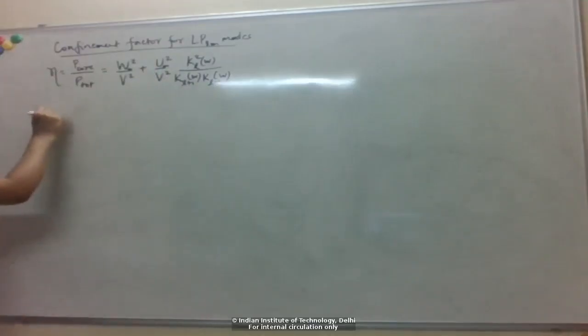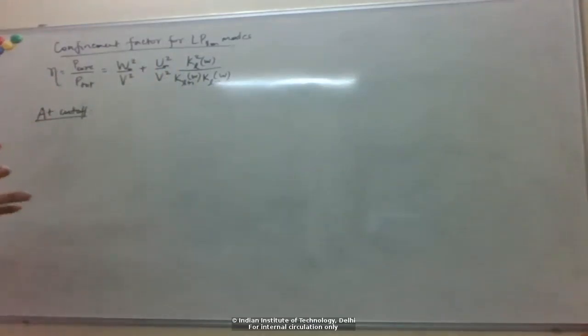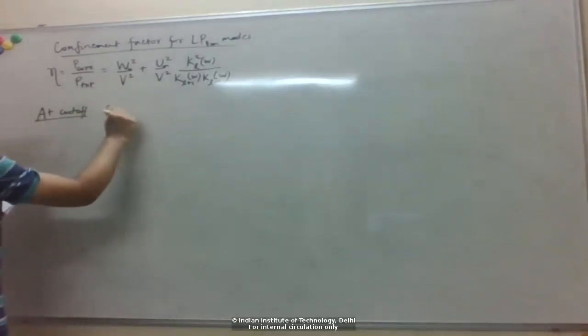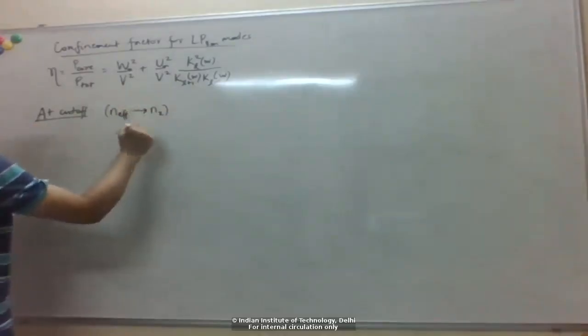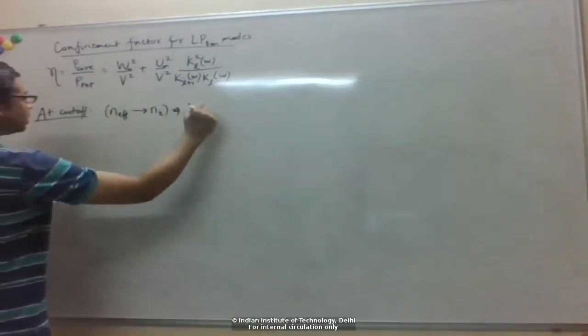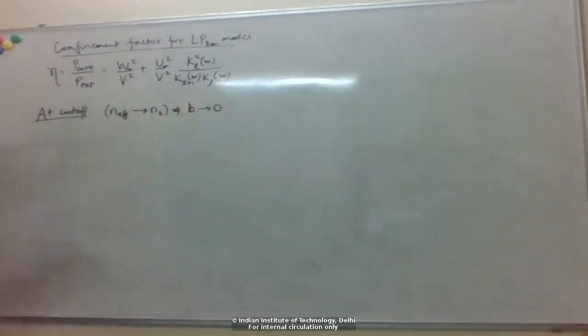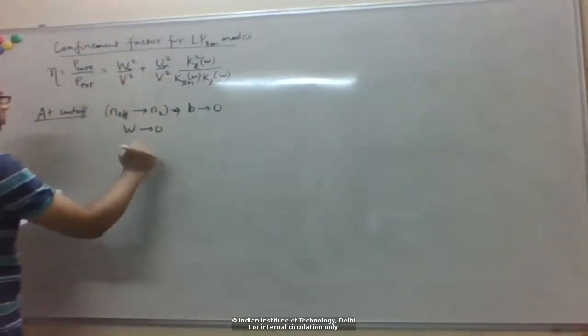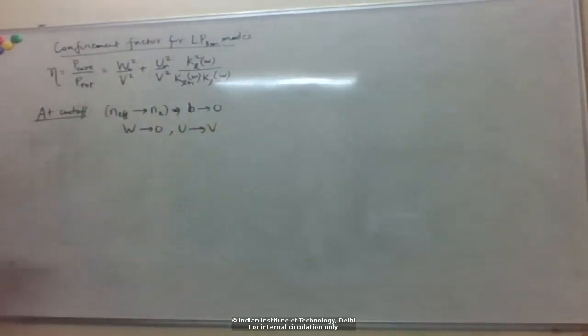So at cutoff, right, just when the mode stops being guided, which means the effective index becomes equal to the index of the cladding, right? So basically, cutoff means effective index is cladding, which means the normalized propagation constant is going to 0, right? Or in other words, in terms of W and U, W is going to 0 and U is going to B, where B is the cutoff value.